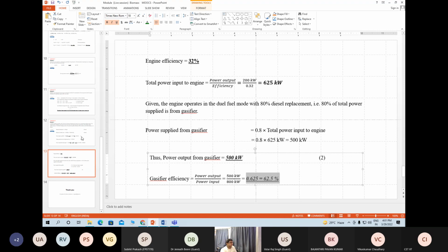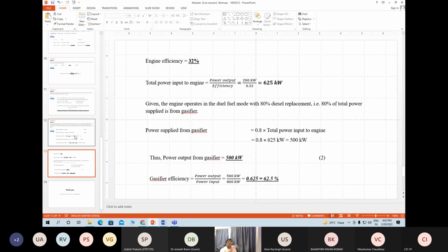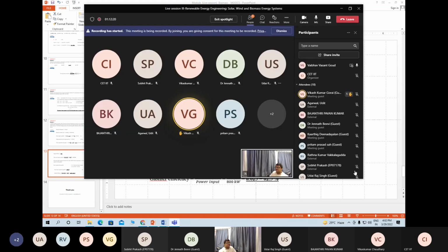This is an example with slight changes in the way of asking this calculation. It's slightly different from what we have discussed, but it is in line with what we discussed in the regular class sessions. This is the way we have done the calculation for these examples, so that you can note down all this calculation for the assignment example, and also cross check your answer. Okay, so this is all about this.